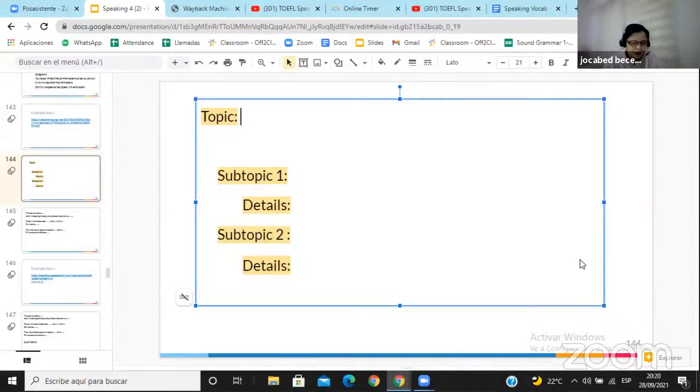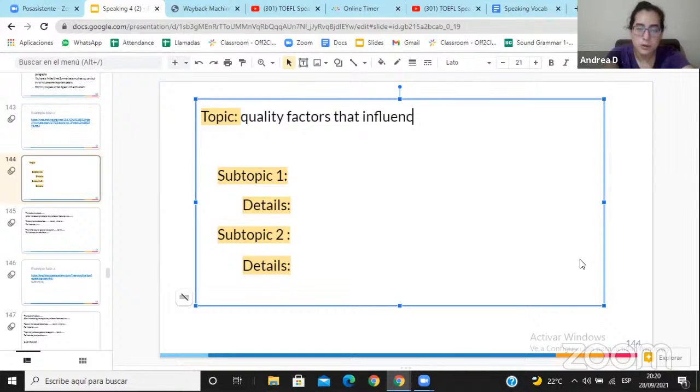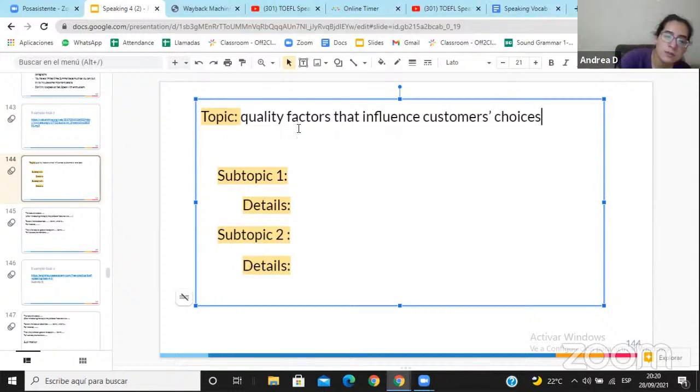Quality factors of customer choices. Okay, quality factors, yeah. Maybe that influence customers' choices. Okay, and that's correct, yes. I remember the question said something like consumer decision making, maybe, so how consumers make their decisions and the factors that make up quality. I like that you had this word, factors.